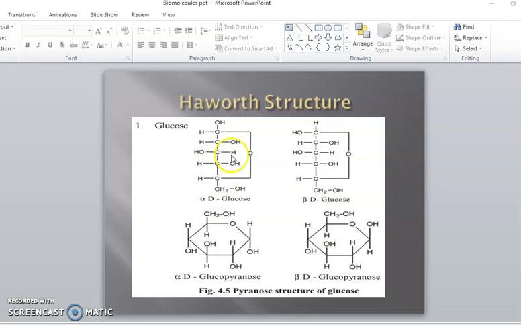Now here we discuss the Haworth structure. The Haworth structure is a cyclic structure of glucose, and this cyclic structure is based upon a molecule called pyran. Pyran is a six-membered ring with oxygen as the heteroatom. So there are 6 members, out of which 5 are carbon and 1 is oxygen. Based on that structure, we are going to draw the cyclic structure of glucose, that is called the Haworth structure.